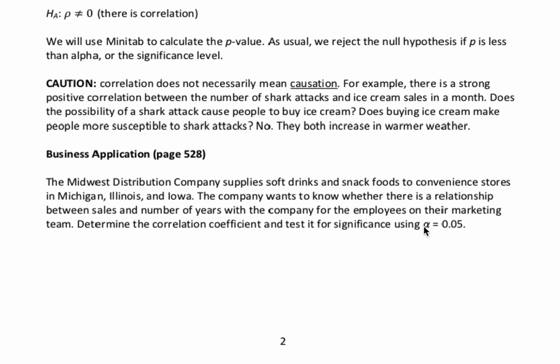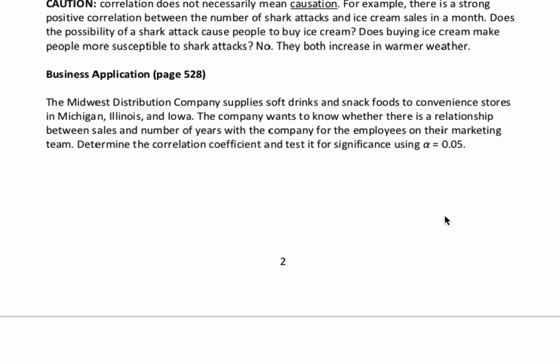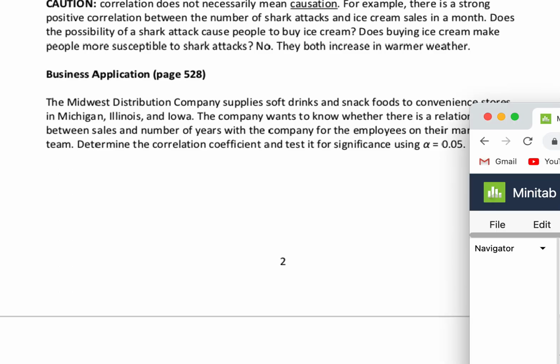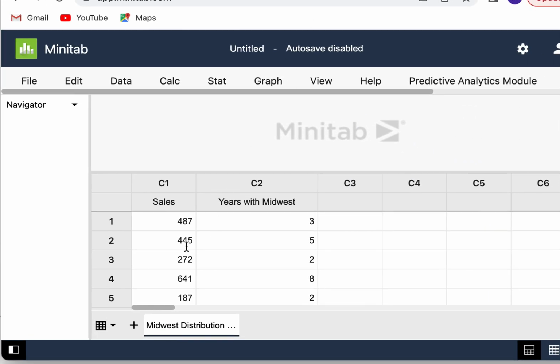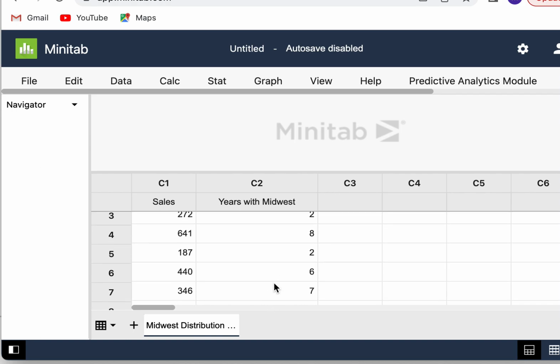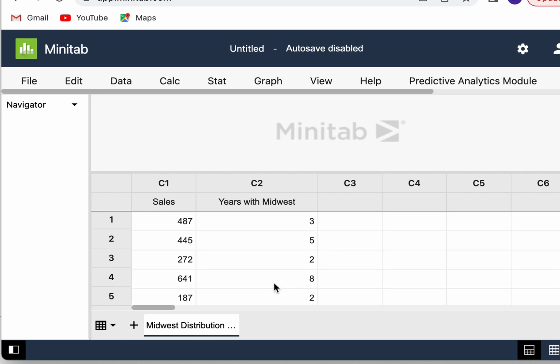So we're going to look at this example where we have a company that supplies soft drinks and snack foods to convenience stores in Michigan, Illinois, and Iowa, and the company wants to know whether there is a relationship between sales and number of years with the company. And so we want to determine the correlation coefficient and test it for significance. So here we have our data. We have our salespeople, and we have the number of sales and the number of years that they have been with the company for each salesperson.